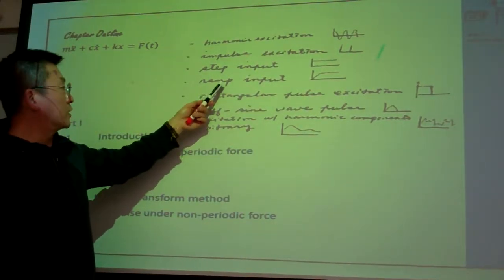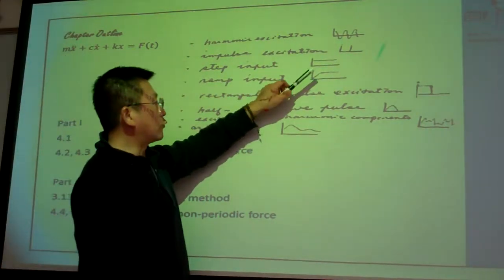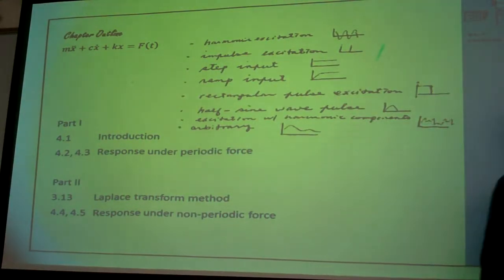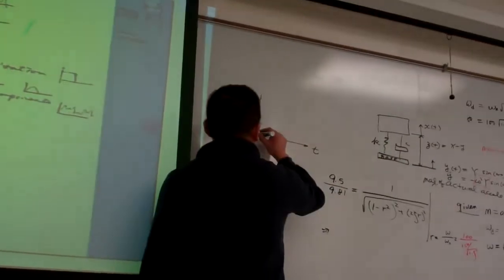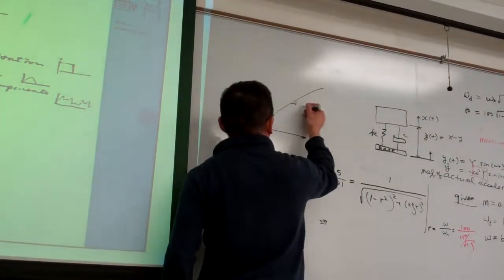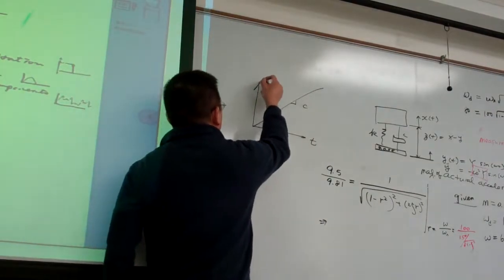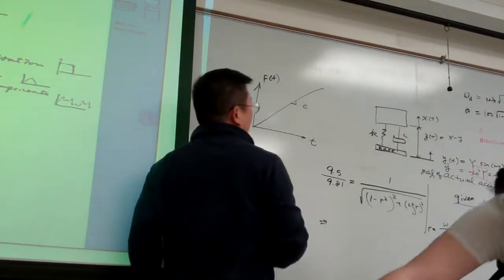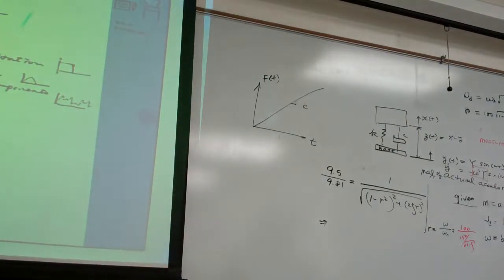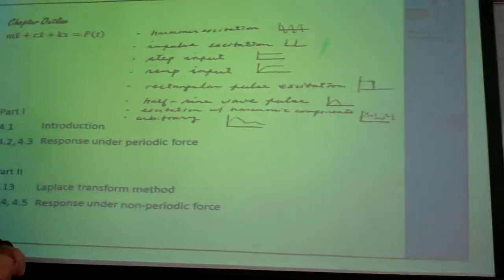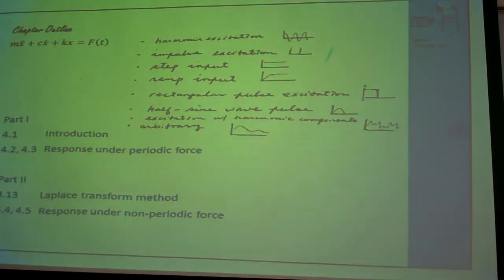And we have the combined ramp. The ramp is a force that increases over time with a certain slope. So this is a force, and this is the combined ramp and step input. Basically, this is kind of capped at some value.